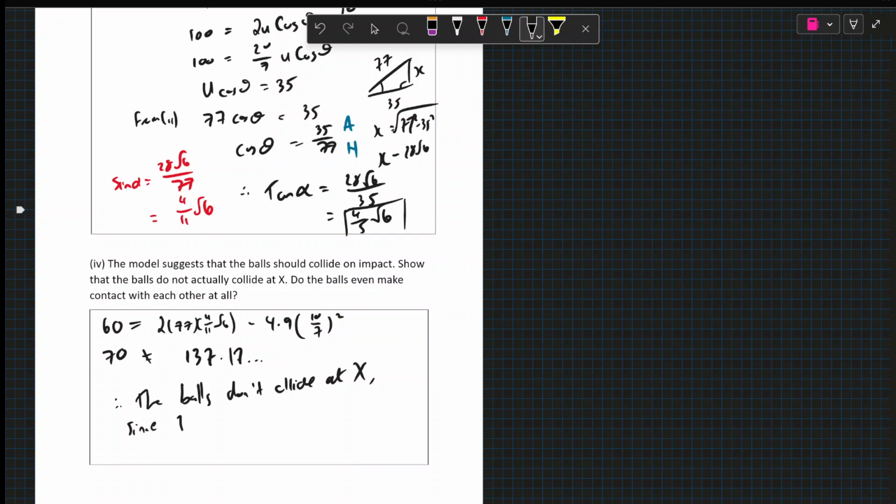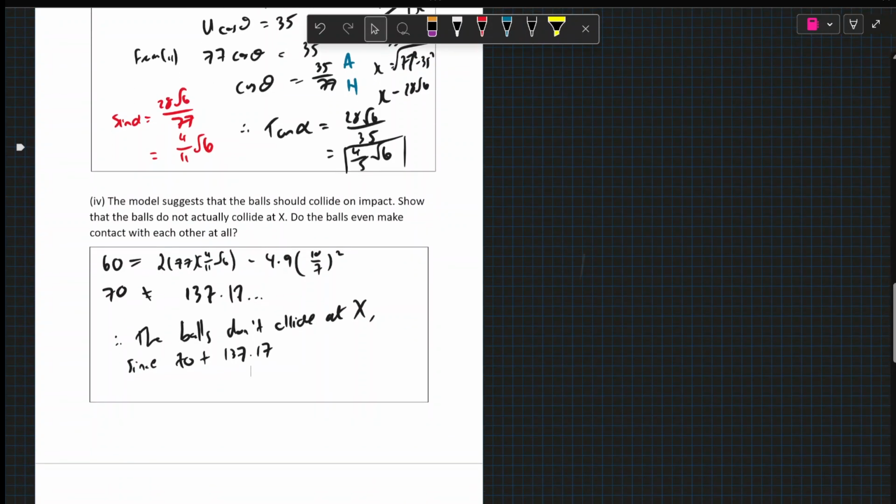since 70 is not 137.17, rather, 13. Okie doke.